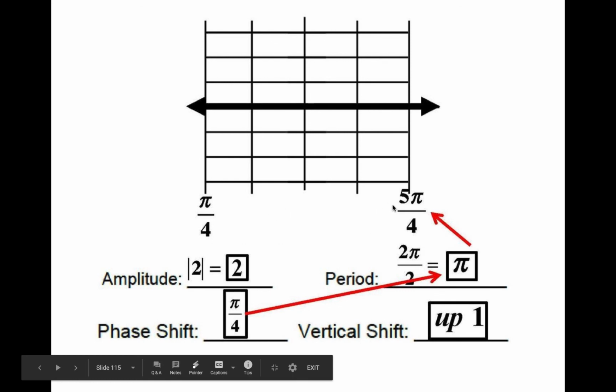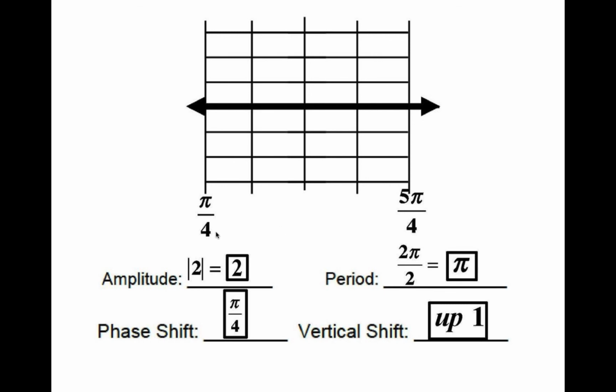Now we have to scale our graph at the bottom. So we're going to add these up and take half. So I get 6 pi over 4, which reduces to 3 pi over 2. Take half, you get 3 pi over 4. If I add these guys, that's 4 pi over 4, which is just pi. Take half, it's pi over 2. Adding these, I get 8 pi over 4, which is 2 pi. Take half, I get 1 pi.